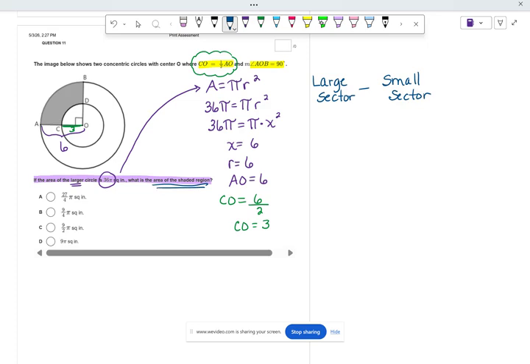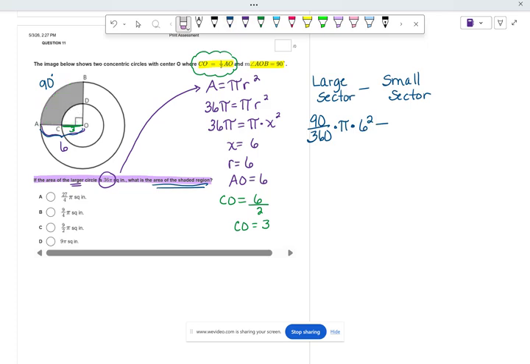Remember, the large sector would be this whole entire slice of circle. Its central angle is 90, so the arc measure is 90. So that would be 90 divided by 360 times pi times its radius squared. The radius for that large sector is 6. All right, let's erase all that green.